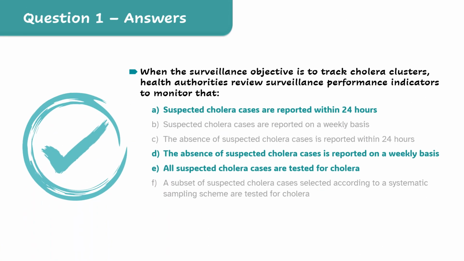The correct answers are A, D, and E. When the surveillance objective is to track cholera clusters, health authorities review surveillance performance indicators to monitor that suspected cholera cases are reported within 24 hours, that the absence of suspected cholera cases is reported on a weekly basis, and that all suspected cholera cases are tested for cholera.